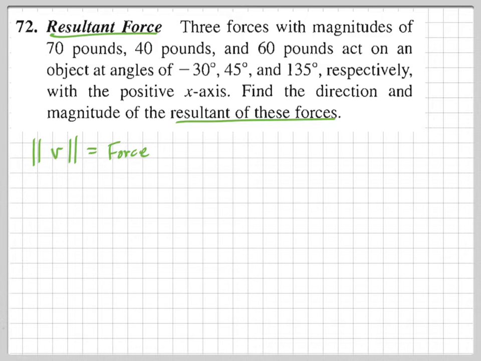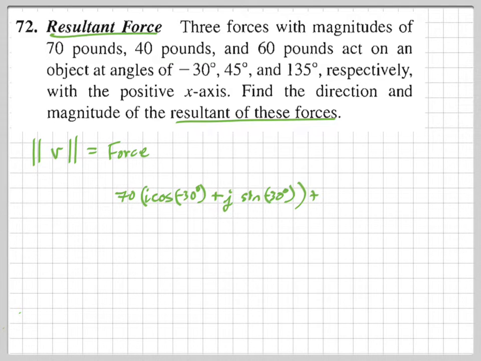Now, if you wanted to find the resultant vector, all you've got to do is add all the vectors together. Okay, so we have 70 cosine of negative 30 degrees, and we're going to multiply it times i. And then we have our j. The j goes vertical, so we're going to do sine of negative 30 degrees. That's going to be the first one.